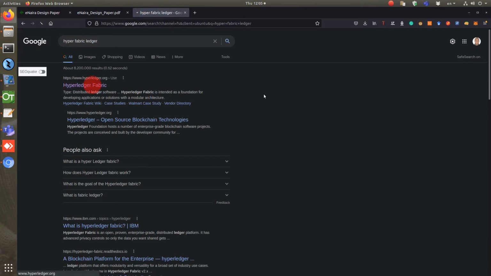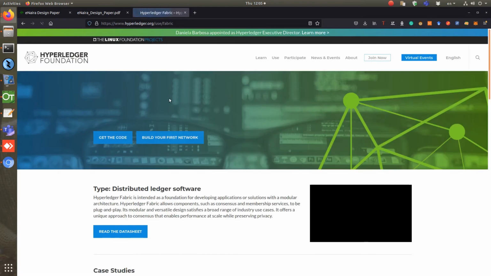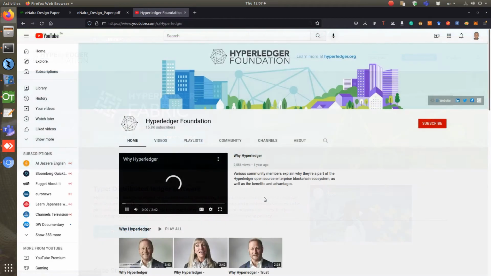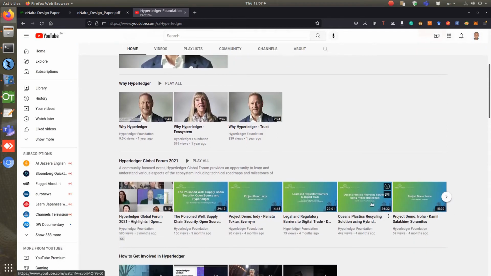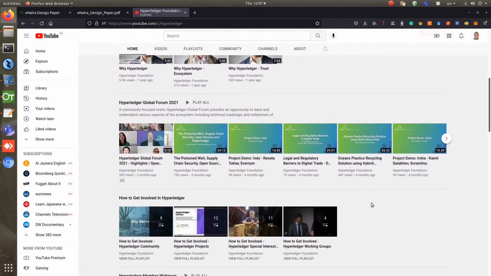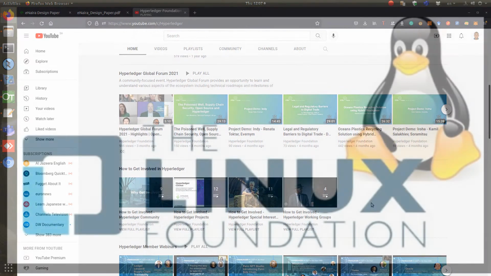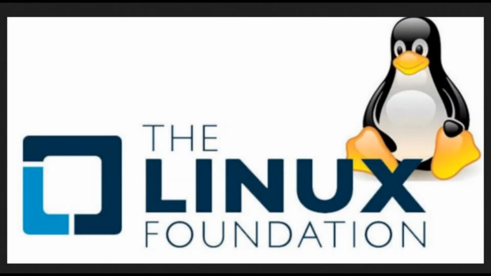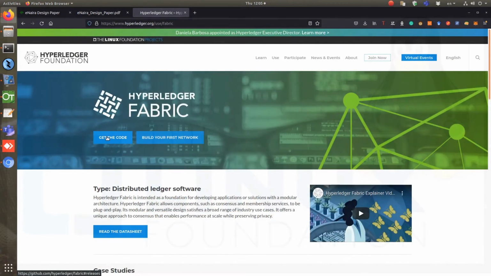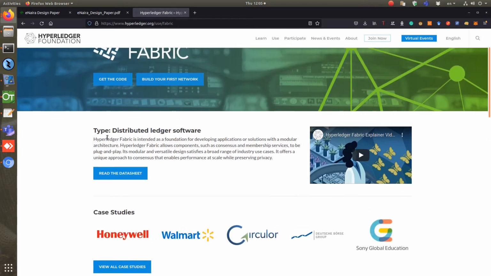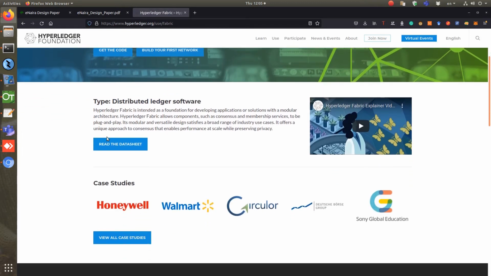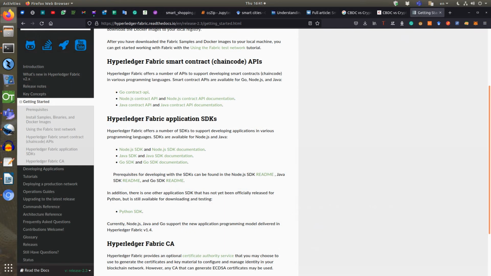Their website is in the description below. Hyperledger Fabric framework is an open source distributed ledger technology for assets. It is hosted by the Linux Foundation. An asset can be anything. That's why they have so many use cases, which include major companies like Honeywell, Walmart, Sony Global Education, and so on.